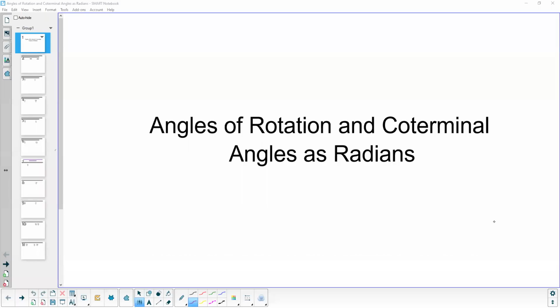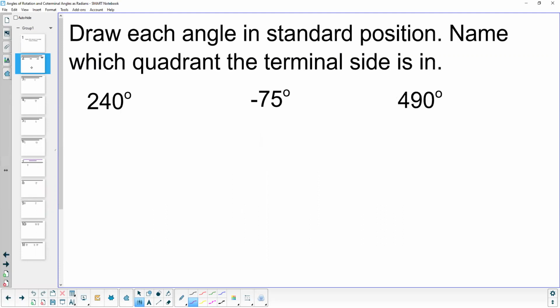Hi, this is Mrs. Kidman, and in this video, we are going to be discussing how we can draw angles of rotation and find coterminal angles when we are given radians. So just as a review, when it comes to drawing angles, we're going to start by drawing some in degrees, just to remind us what we do, and then move on to how we do it in radians.